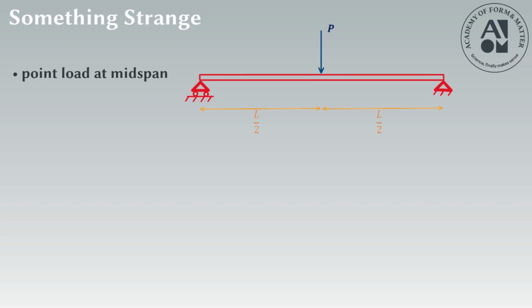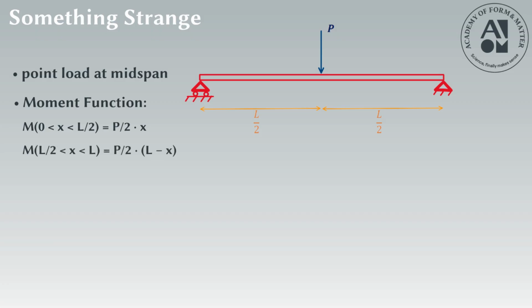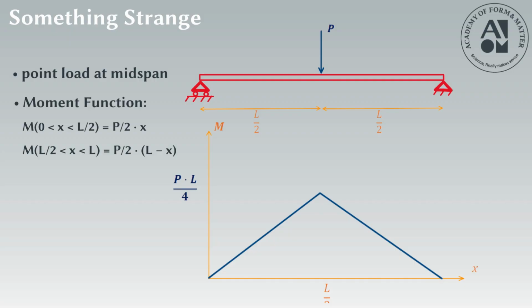Have you ever wondered why bending moment diagrams are drawn upside down? Take a simple beam with a point load at midspan. We solve it using the method of sections. The mathematics is straightforward. The moment function increases linearly from the support to the center, and then decreases linearly back to zero. The graph is a triangle, exactly what the equations predict.